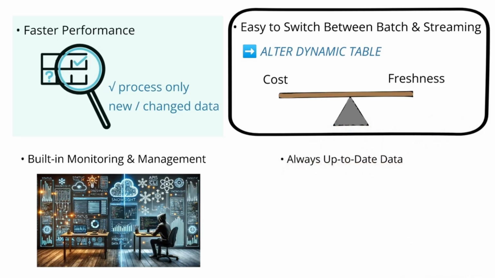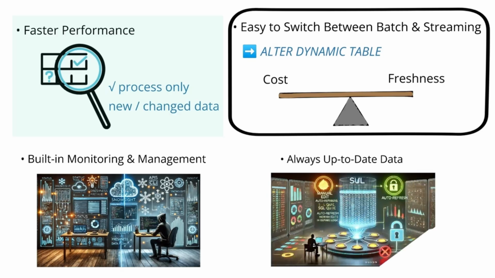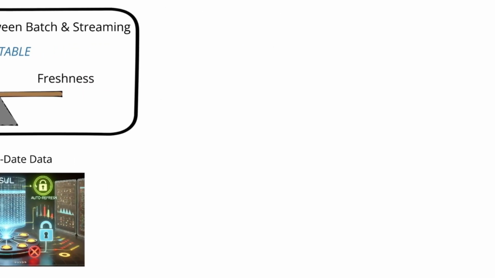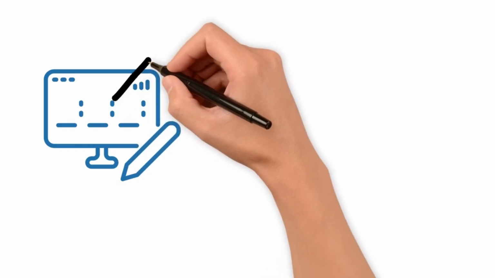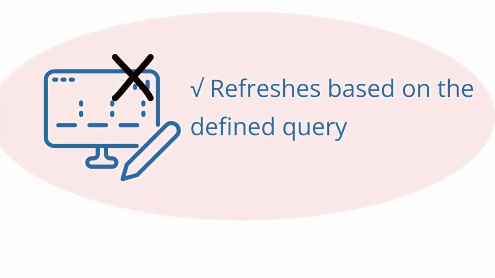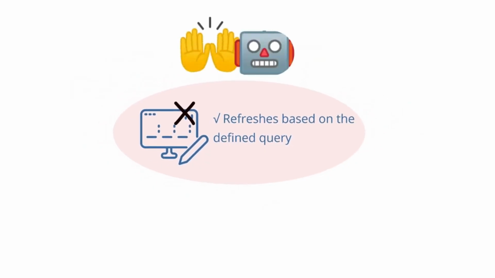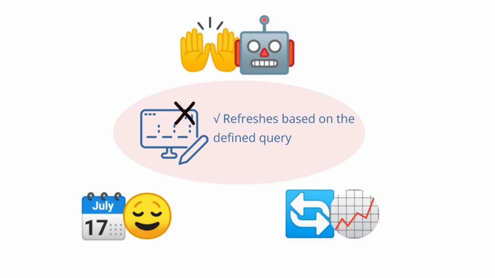Always up-to-date data. A dynamic table automatically updates based on its query, so you don't need extra tables or custom transformation code. However, you can't manually edit its data. It refreshes itself based on the defined query. This means less manual work, fewer scheduling headaches, and more reliable real-time data updates.